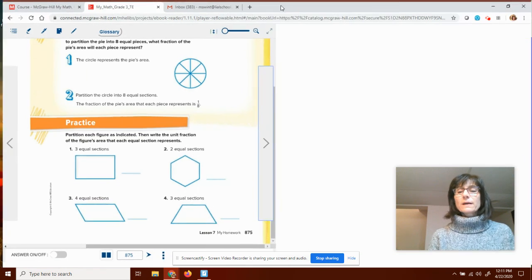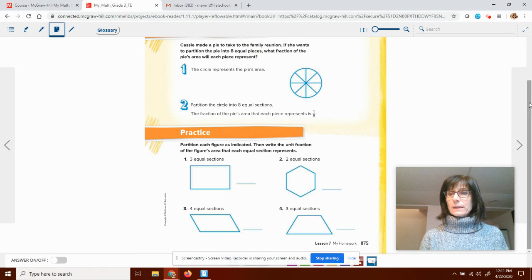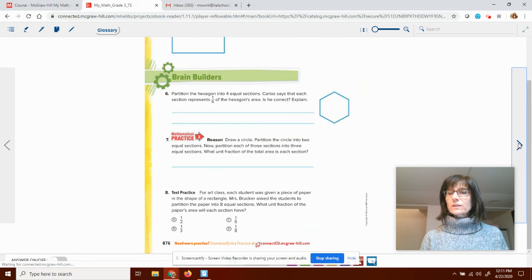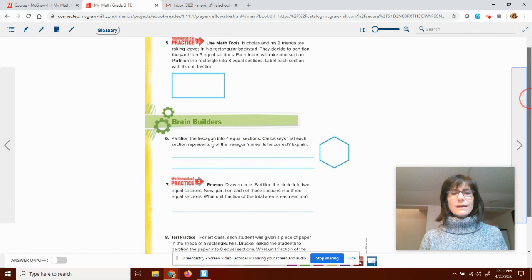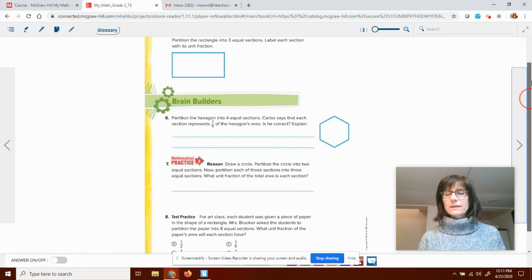All right, on our homework, let's make sure there's nothing confusing. Partition, write the unit fraction, 3 equal pieces. Oh, you guys got this. Let's take a look at the story problems. Draw a circle, partition into 2 equal parts, and then make those, oh, easy. You guys are going to have no problem with this at all.